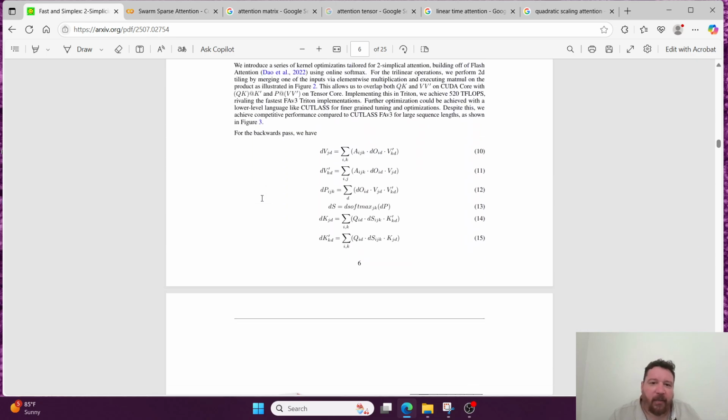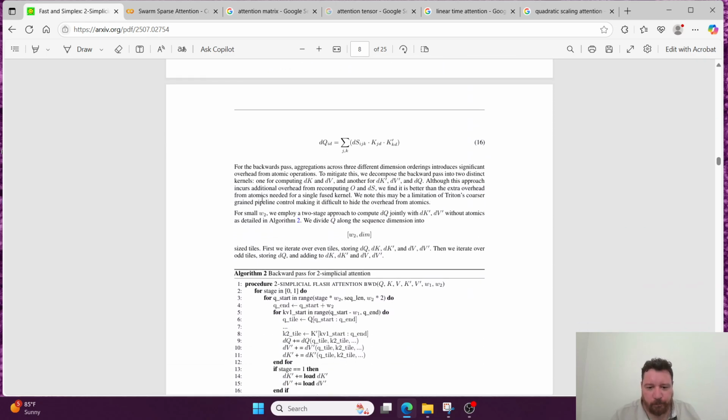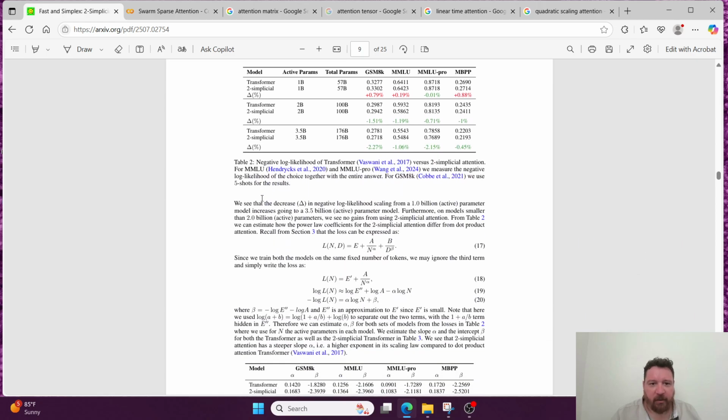And then the rest of it is just breaking down their model, exactly what it does, etc., and benchmarking it out, showing that this is actually really cool and does well. So what exactly does this do?